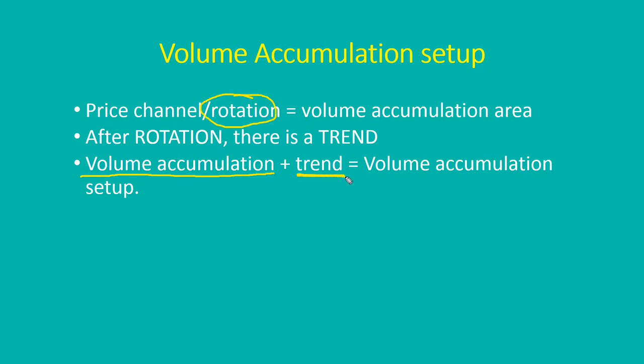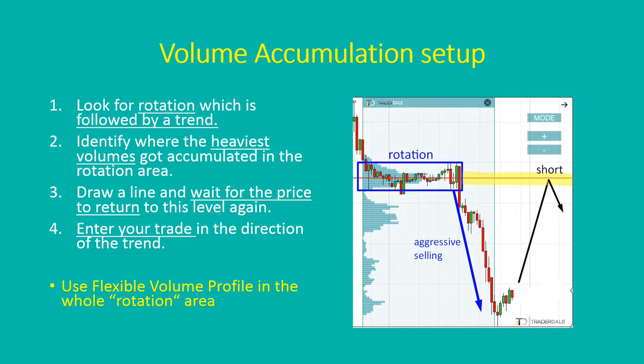And basically the volume accumulation setup consists of a volume accumulation area, in other words, the rotation area, followed by a trend. So whenever you see volume accumulation in a rotation, followed by a trend, then you can start looking for the volume accumulation setup. So here are the rules for the entry setup. I won't be talking about position management yet, but I'll be talking about it later, alright? So this part will be only about entering the trade.